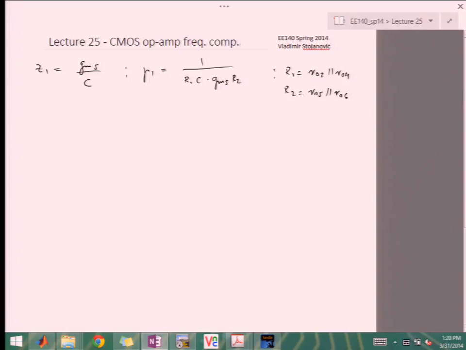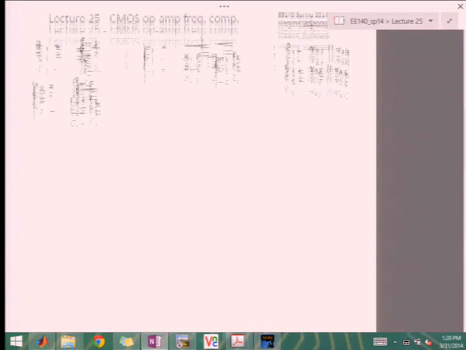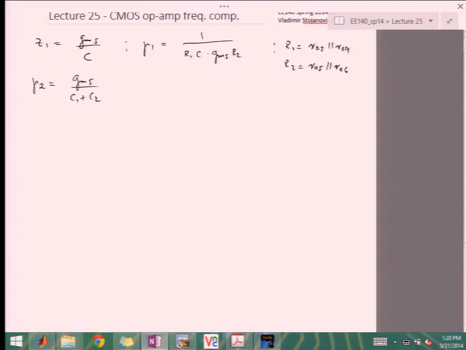So these are all first and second stage output resistances. And then we have that P2 will be just GM5 over C1 plus C2. Okay, so let's take a look at what happens with the Bode plot as this zero starts kicking in.